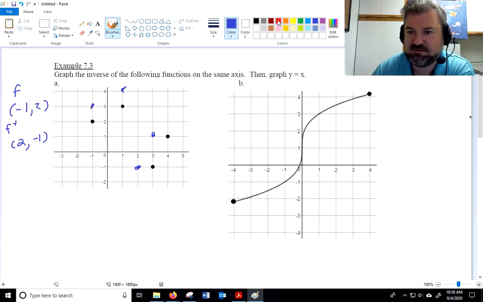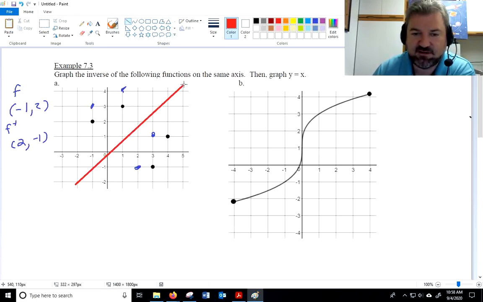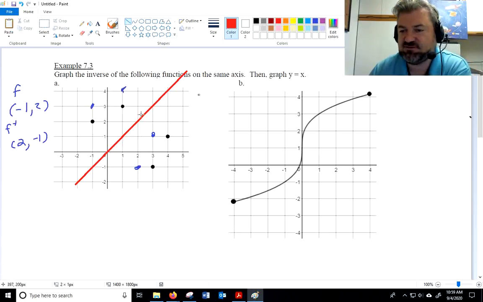I mentioned that they need to be reflections across the line y equals x. The line y equals x will simply go right through the origin at a 45-degree angle, up 1 over 1. And I think you will agree with me that plotting both f and f inverse on the same graph, you end up with this mirror reflection, this symmetry going across this way. All right, let's try this next one.